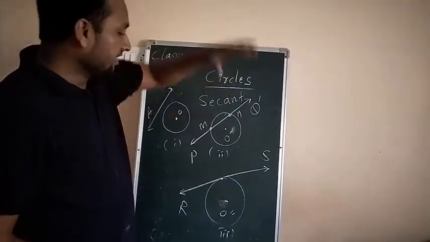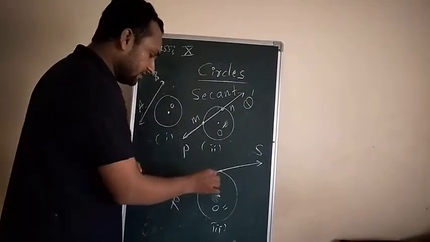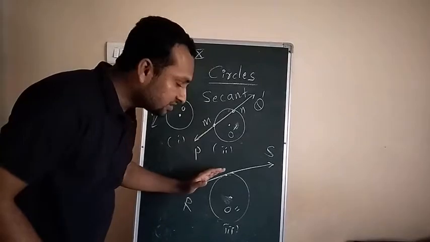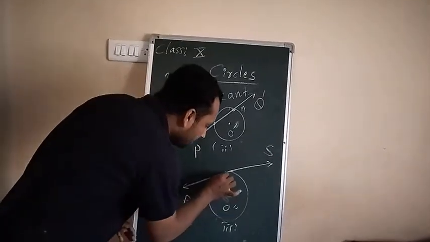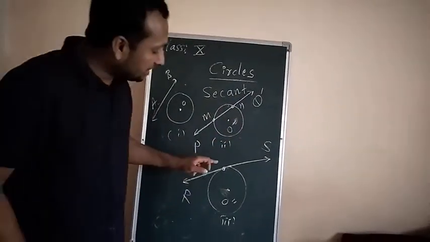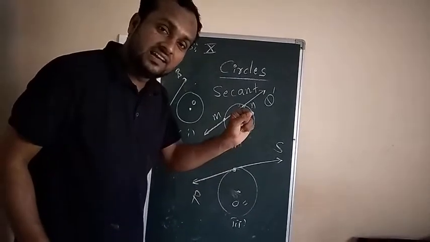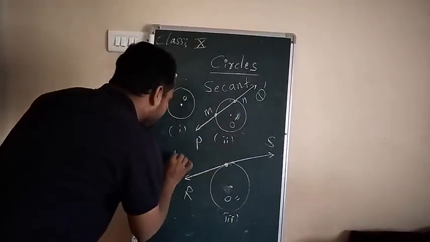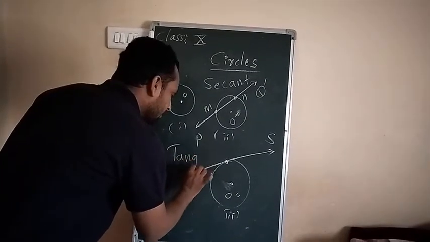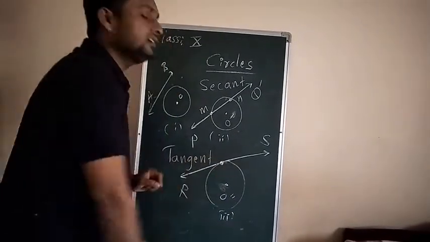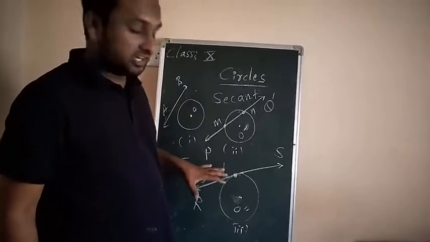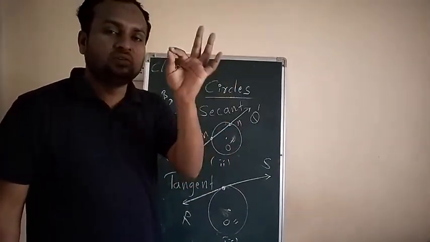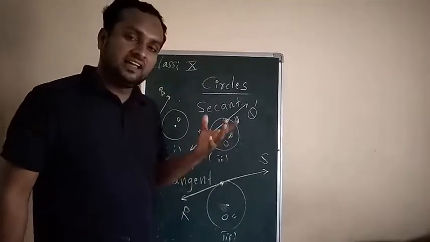Remember secant. Now come to the third figure. Observe the third circle. Here the line segment passes through the circle at only one point, a single common point. So what do we call this line? A tangent. Remember, tangent is a very important point here. A line segment intersecting the circle at only one point is called the tangent.